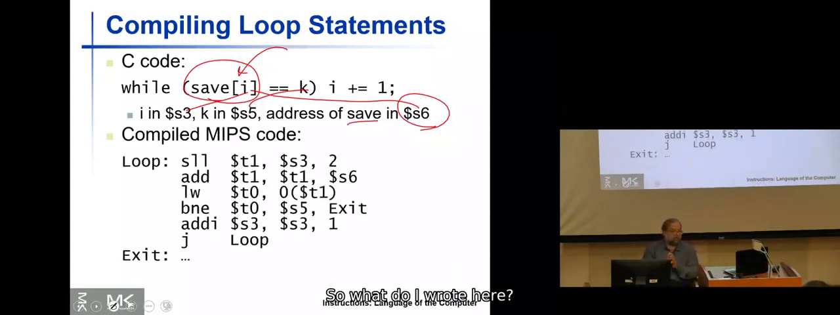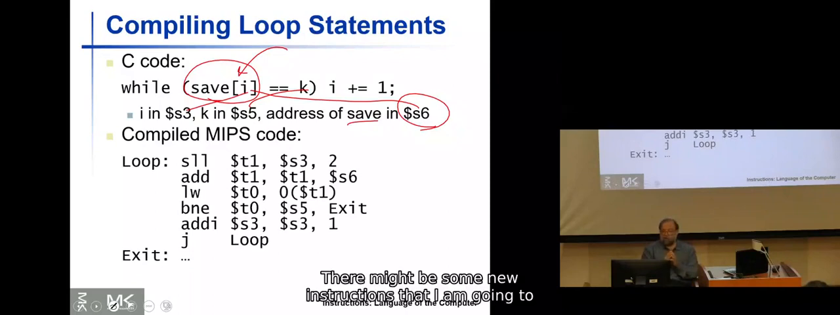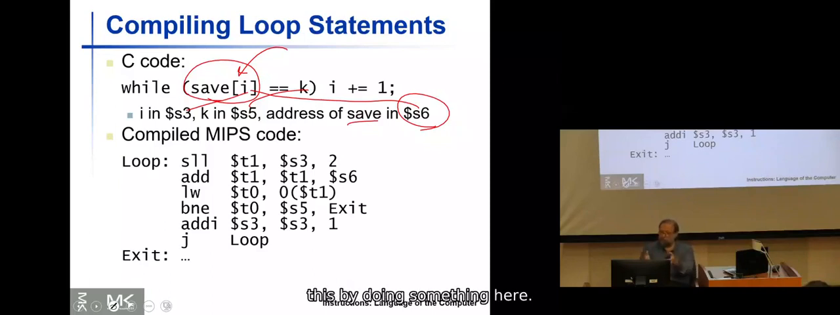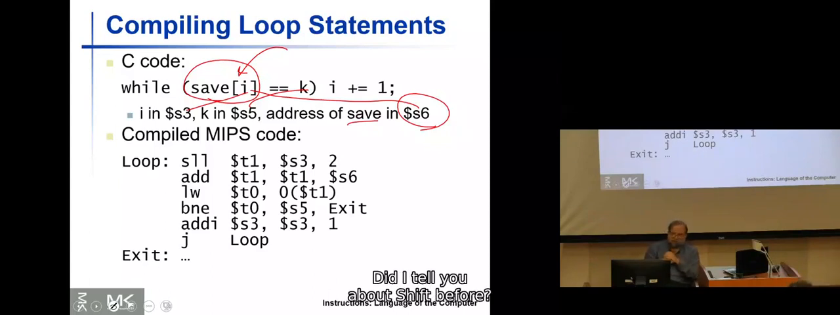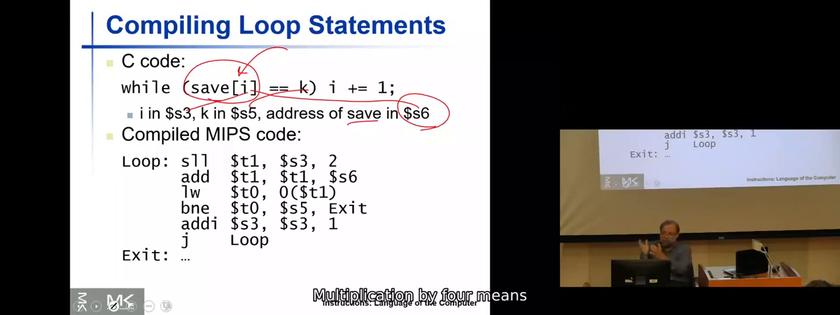So what did I write here? There might be some new instructions that I am going to introduce to you, and you learn this by doing. The first one is shift. Did I tell you about shift before? Yeah, I guess we saw shift: shift left logical, SLL. Why do we use shift? Because we would like to multiply by 4. Multiplication by 4 means shifting left 2 bits.